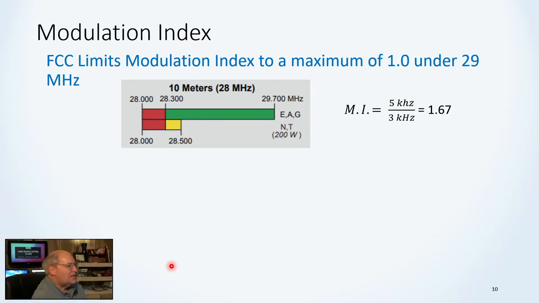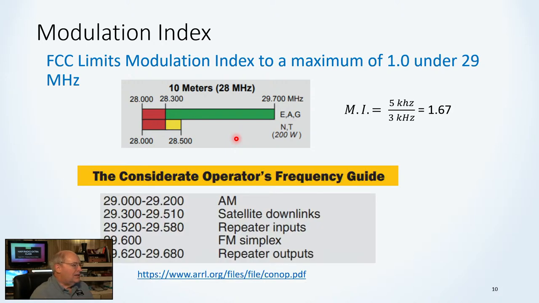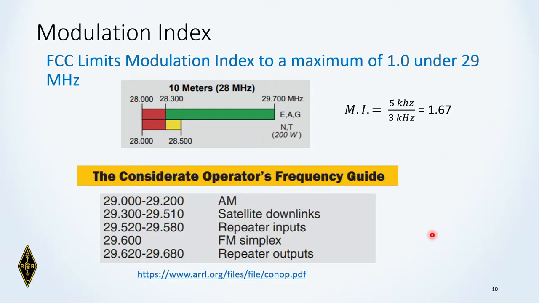A little bit more on this. So we saw that the FCC limits modulation index to a maximum of 1.0 under 29 megahertz. And here I'm showing the frequency chart for the 10 meter band. And then this is from a document that I think we've shared before. Here's the PDF if you want to see the whole thing. But you'll notice that for FM, frequency modulation, you'll only see that above 29 megahertz. So here's the repeater inputs, FM simplex, repeater outputs, all above 29 megahertz.